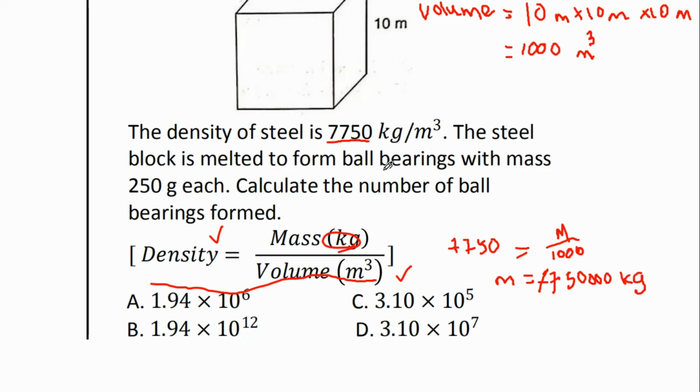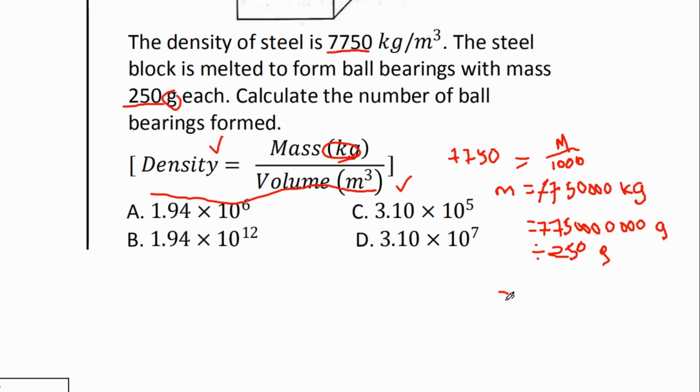Okay, the block is melted to form ball bearing with mass 250 grams each. Okay, 250 grams. This is in gram. So we change this one into gram also. Therefore, you will have 7750000 gram. Then we divide by this one, 250 gram. Then the final answer will be 3100000. Change it to standard form. 1, 2, 3, 4, 5, 6, 7. So the answer is 3.1 times 10 to the power of 7.